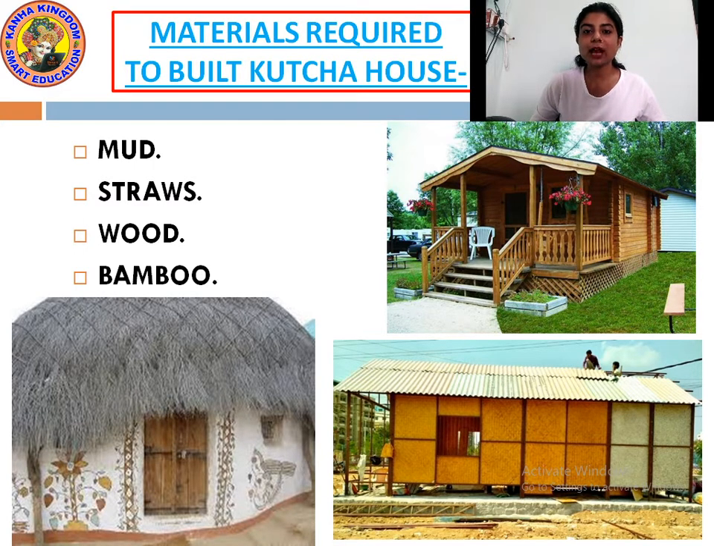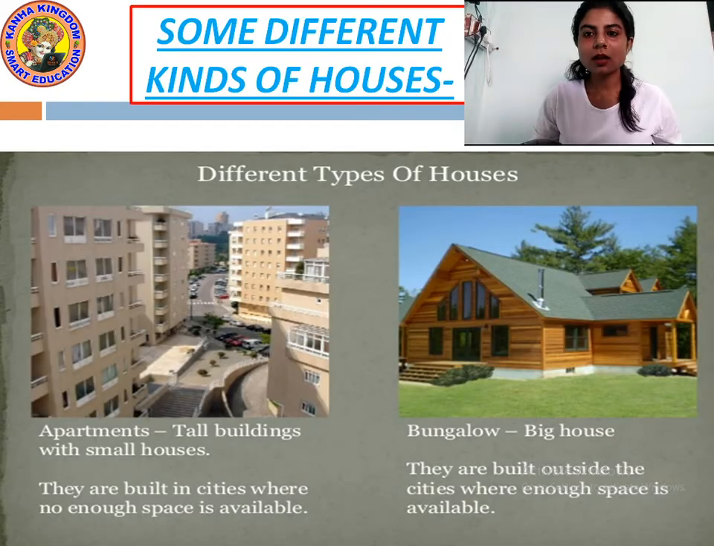What are the different kinds of houses that you can see around? So students, now let us study some different kinds of houses. There are many different kinds of houses. Can you see the picture? The first one is a tall building. Yes or no? These are known as apartments.